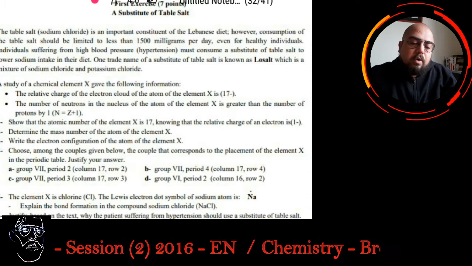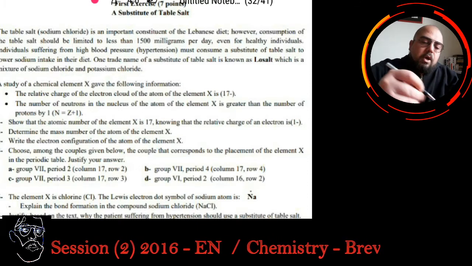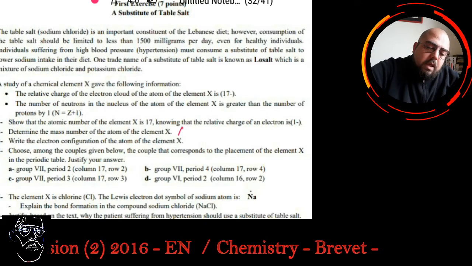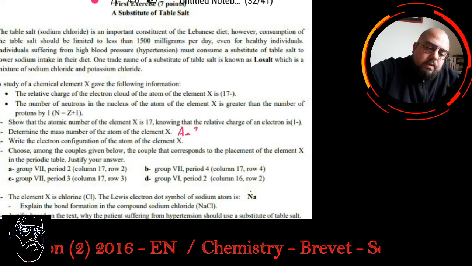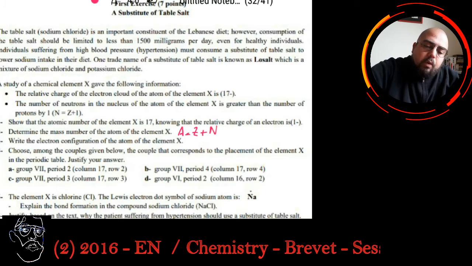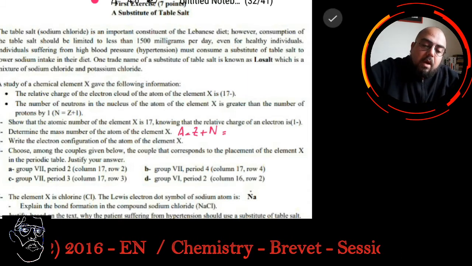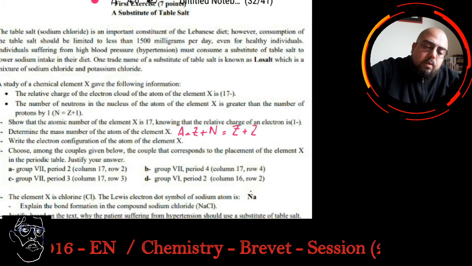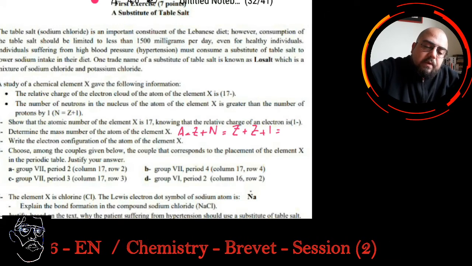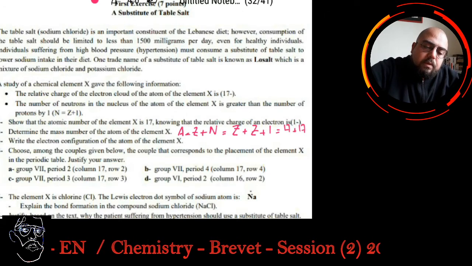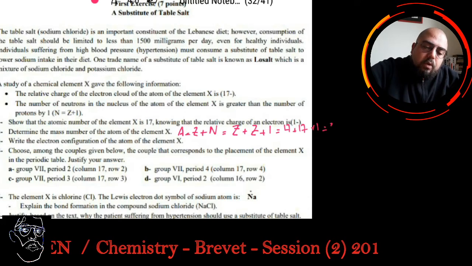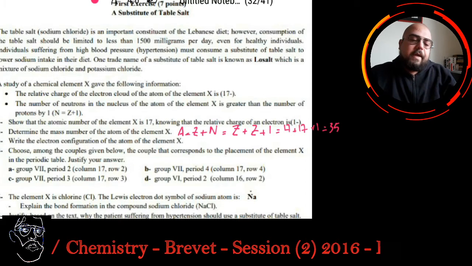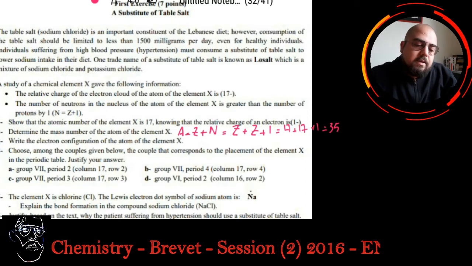Determine the mass number of the atom of the element X. So we know that in order to find out the mass number, which is A, it is equal to Z plus N. We already know Z is 17. And N can be written as Z plus 1 again. So it will be 17 plus 17 plus 1. So the total will be 35. This is the mass number of the atom of the element X.